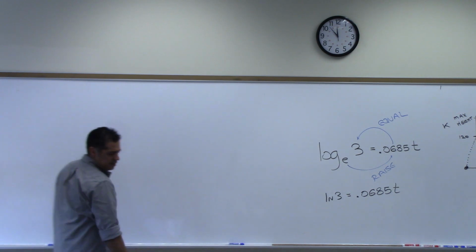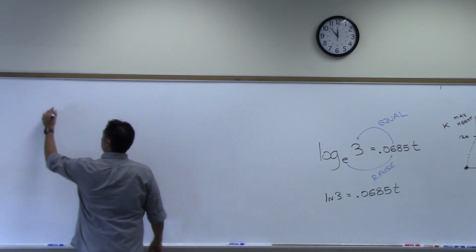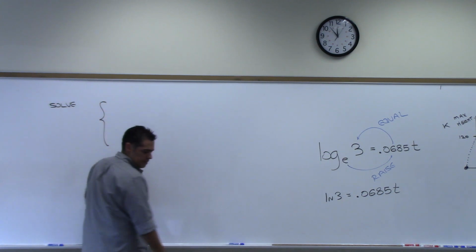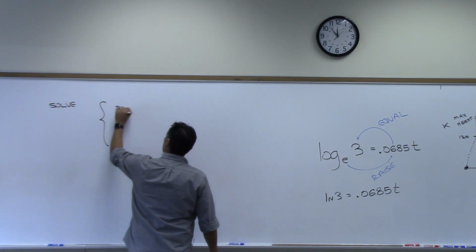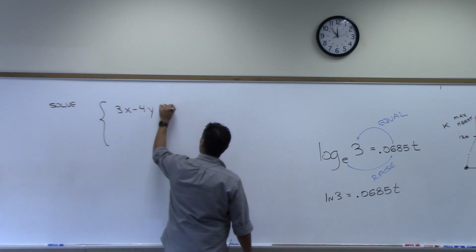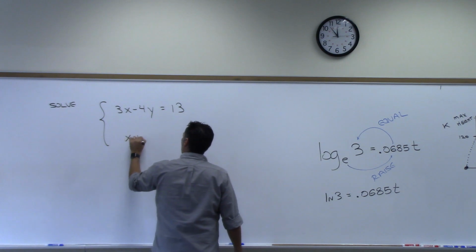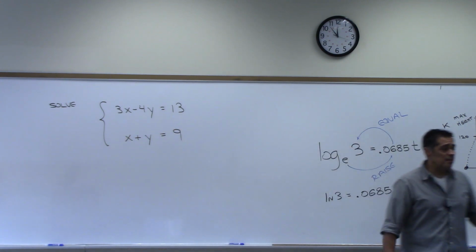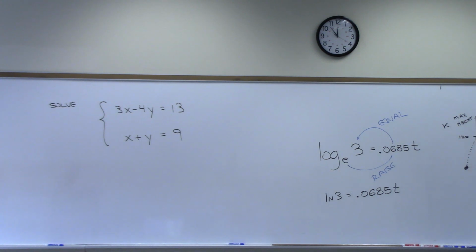All right, next one. Solve. Three x minus 4y equals 13. X plus y equals 9. All right, this is a system of linear equations. These ones are so fun. Yeah, and I showed you two different methods to do this. That's the one where we multiply out.